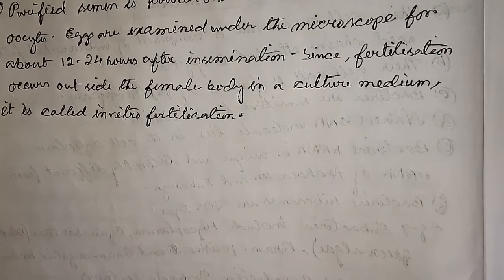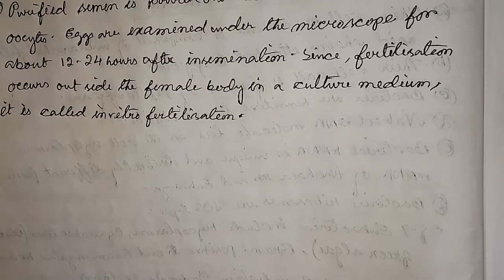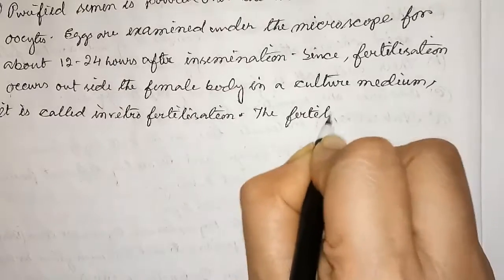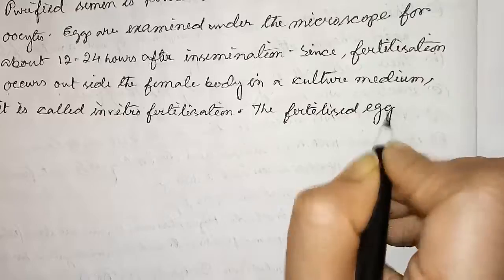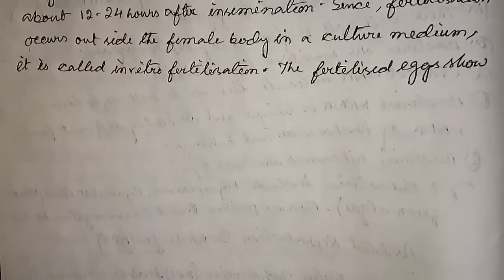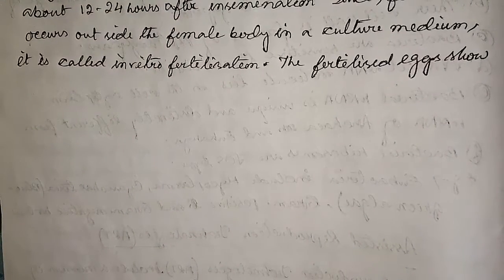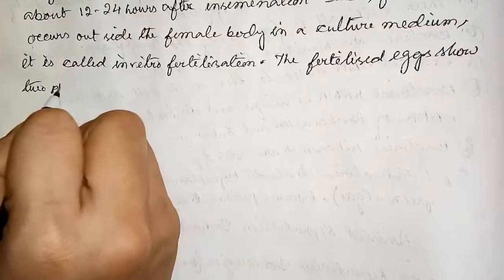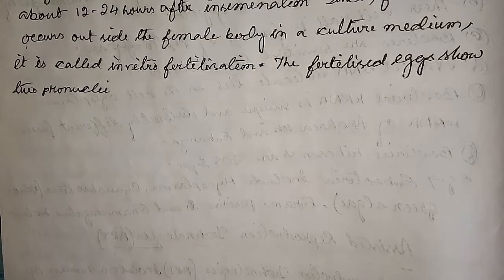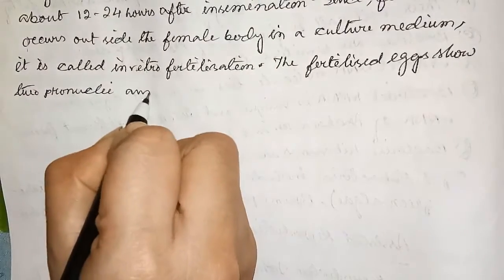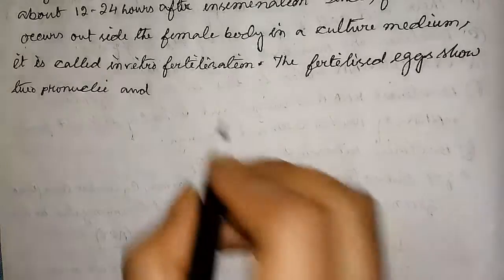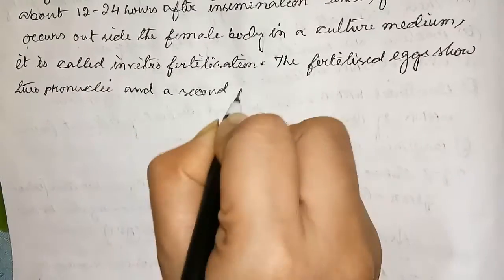The fertilized eggs show two pronuclei and a second polar body.